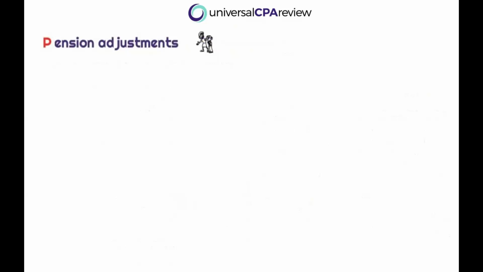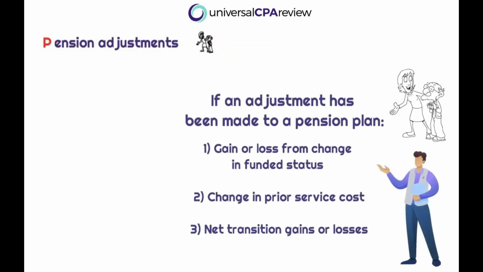Okay, so the P in our PUFIE mnemonic stands for pension adjustments. We're going to get into pension adjustments a little bit later on in this course. But for now, we need to understand that pension adjustments are going to be reported in other comprehensive income. So if an adjustment has been made to a pension plan, which could be things like changes in the funded status of that pension plan from a gain or a loss, could also be the recognition of prior service cost adjustments or net transition assets or obligations, what we need to know is that these adjustments will be recognized in other comprehensive income.